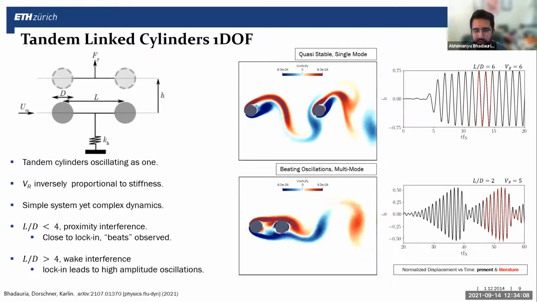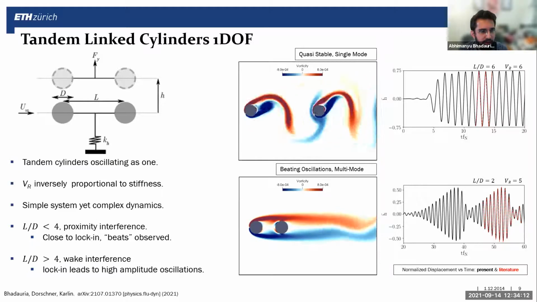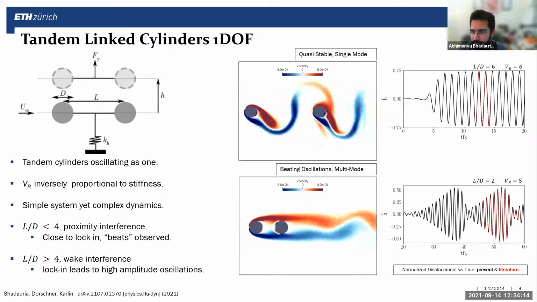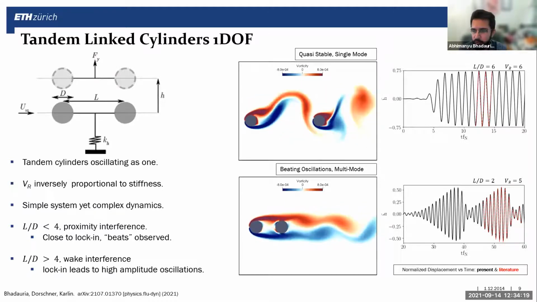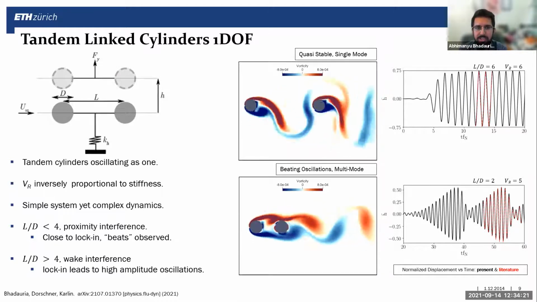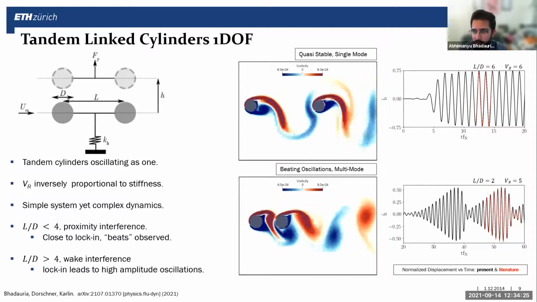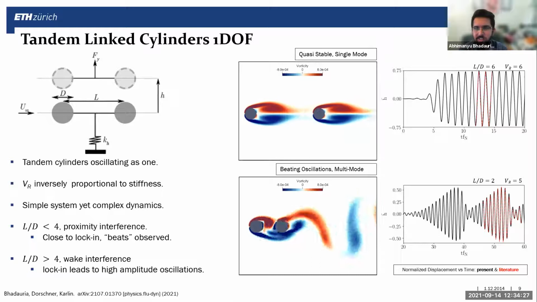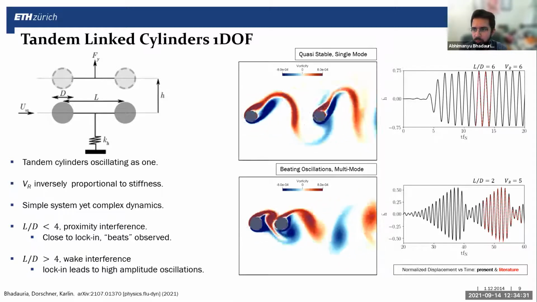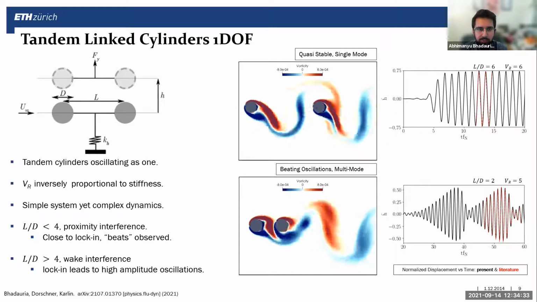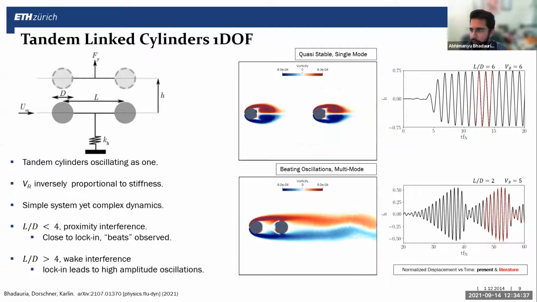What is seen is that below a certain distance between the two bodies, there's some interference, which is reported in literature as proximity interference because of the two bodies being too close to each other. They only shed a single vortex essentially. So you see that in the bottom case. Whereas once the distance increases beyond a certain value, both bodies behave as independent bodies and both shed their vortices independently, which also leads to a higher oscillation amplitude.